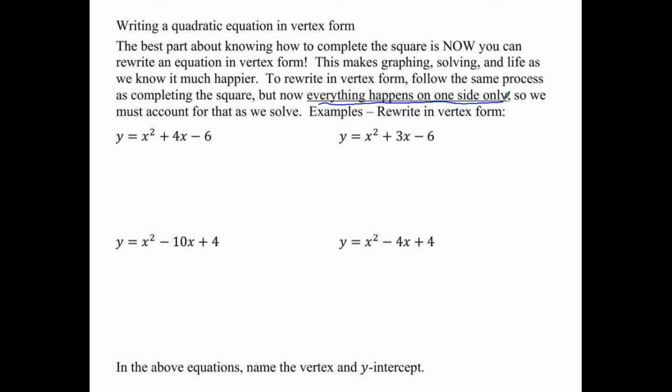So let's rewrite this first equation in vertex form. All right, what we're going to do is this. First, group your x terms like that. Then we're going to kind of treat that constant term just like our little brother, like we've been mistreating our little brother this whole time, or our little sister.